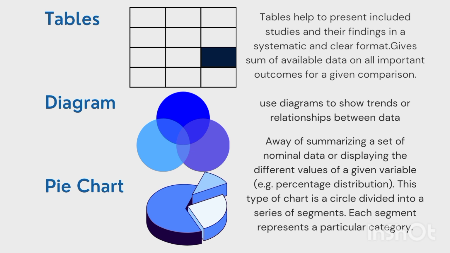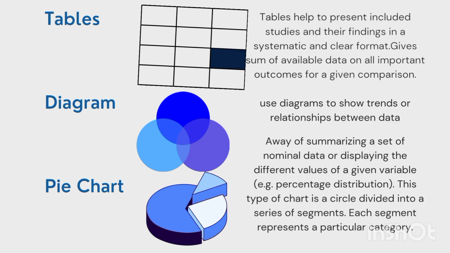Diagram. Use diagrams to show trends or relationships between data. Pie chart. A way of summarizing a set of nominal data or displaying the different values of a given variable, e.g. percentage distribution. This type of chart is a circle divided into a series of segments. Each segment represents a particular category.